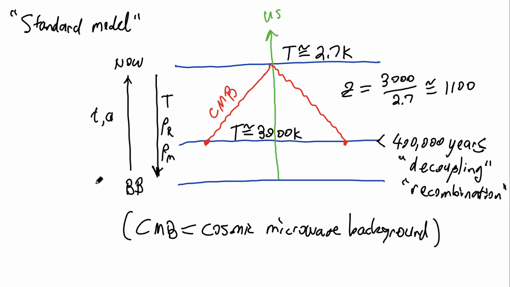Let me make a few comments about the Big Bang. The Big Bang is the time in which the scale factor goes to 0, the density goes to infinity, and the temperature goes to infinity. But the Big Bang didn't occur at some location in space. The Big Bang occurred everywhere in space. So everywhere here is the Big Bang.